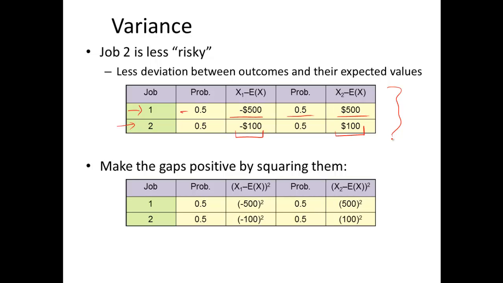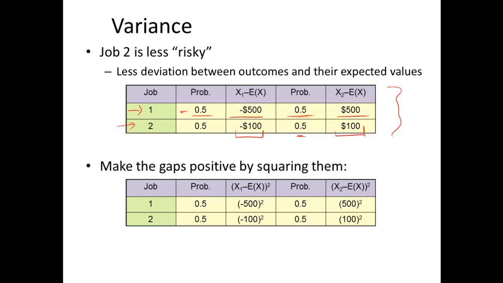Now, you could just stare at this upper table and say, what would happen if I just tried to take the average gap along row 1? It would be 0.5 times minus 500 plus 0.5 times plus 500. These would cancel. You'd end up with 0. So you wouldn't really get a measure of the average gap. You'd just get 0, and you'd get the same answer with the second job: 0.5 times minus 100 plus 0.5 times plus 100. So the expected gap, just plain gap, isn't going to be a useful measure.